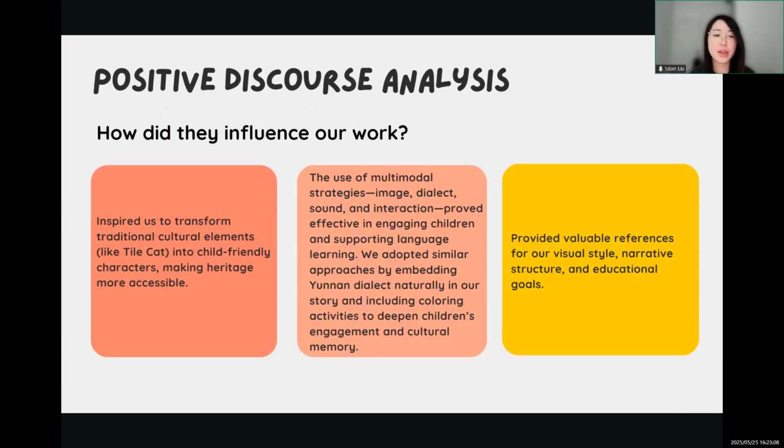As for how it influenced our work, firstly, it inspired us to transform traditional cultural elements into child-friendly characters, making heritage more accessible. And the use of multimodal strategies like image, dialect, sound, and interaction.